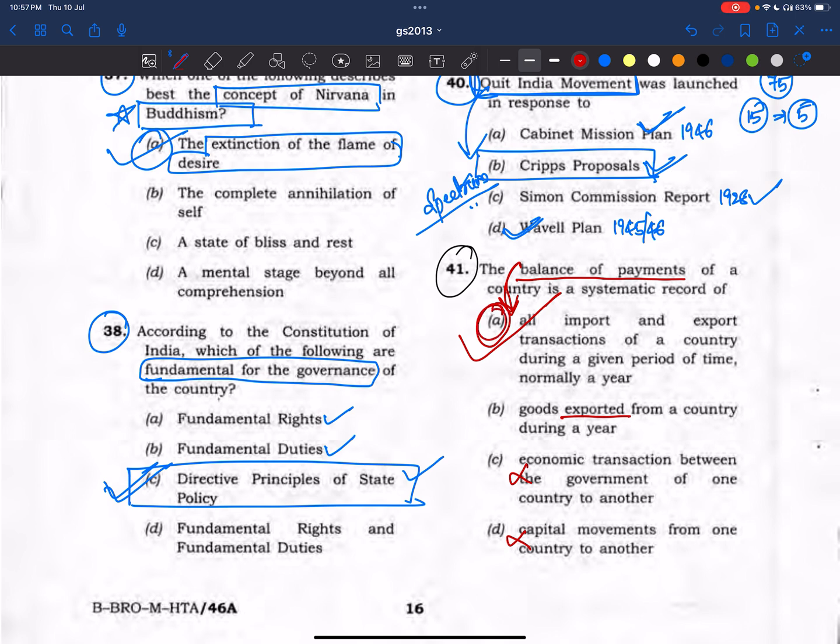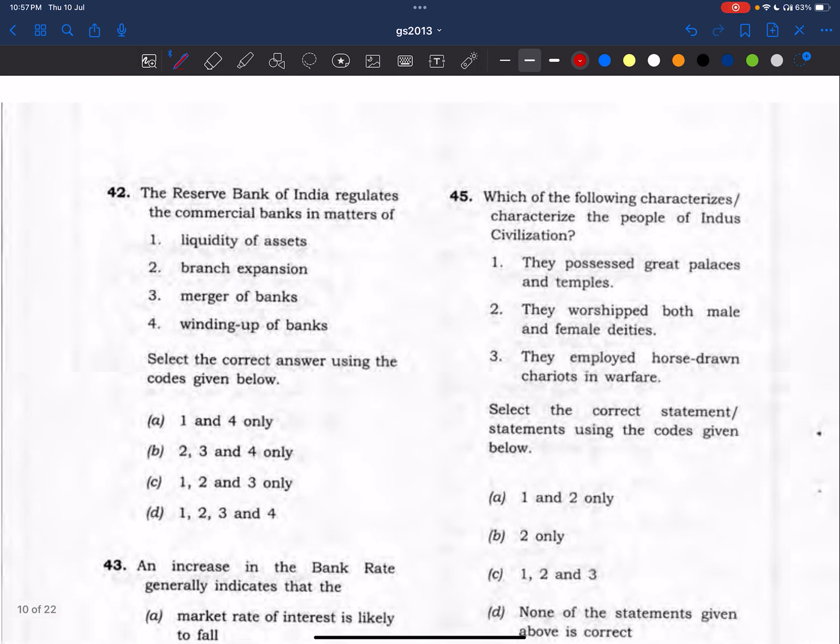And what we need to learn from here, see, balance of payments is asked. So we need to revise balance of payments from the Indian economy source, whichever you are following. Let's read balance of payments. Okay, now let's go to the next question.